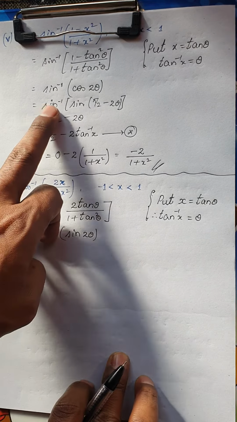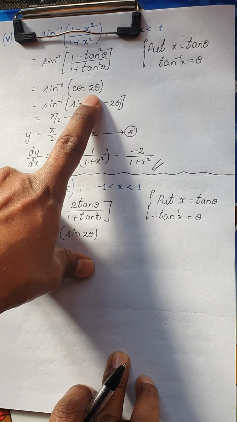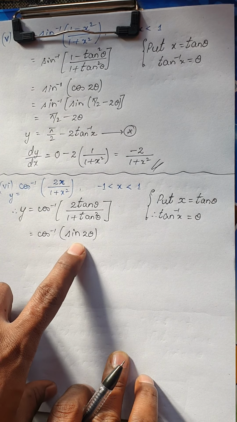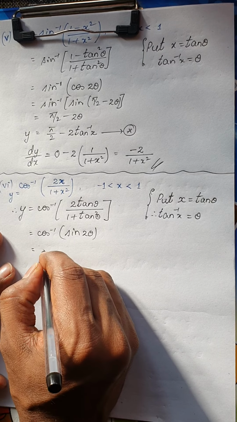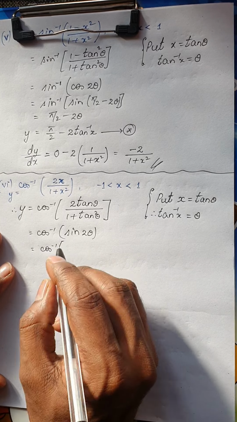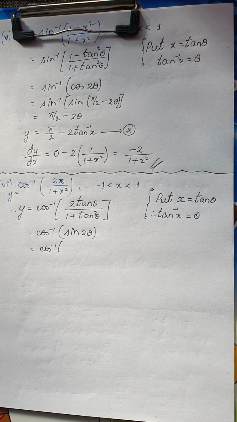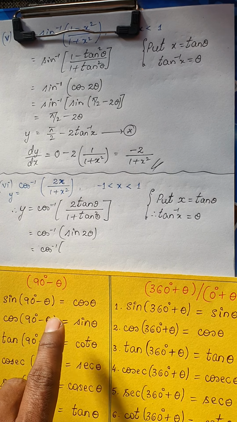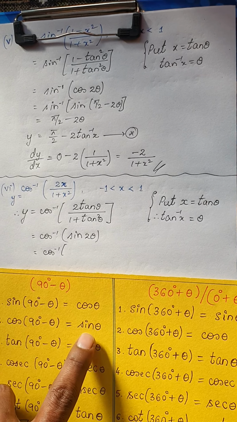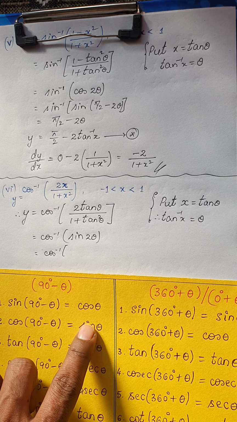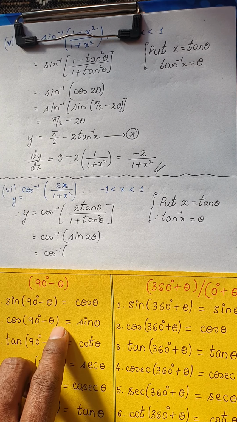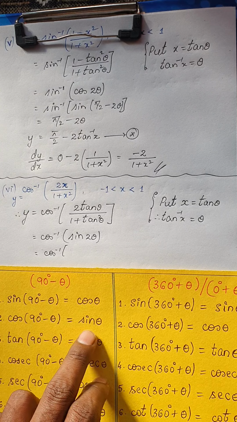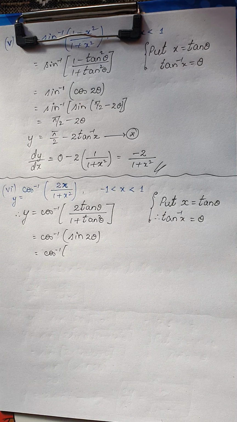This is similar to the previous question. There I had sine inverse of cos 2 theta. Here I have cos inverse of sine 2 theta. Now how can I convert this sine in terms of cos? Again using the same old result. Sine theta can be written as cos of 90 minus theta, because cos of 90 minus theta is sine theta. I'm going to use this result.